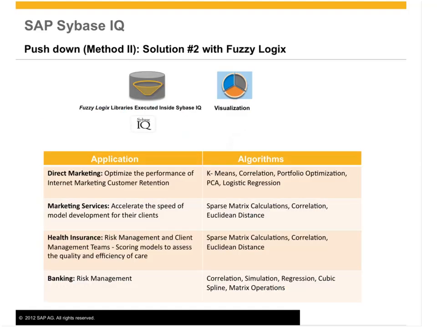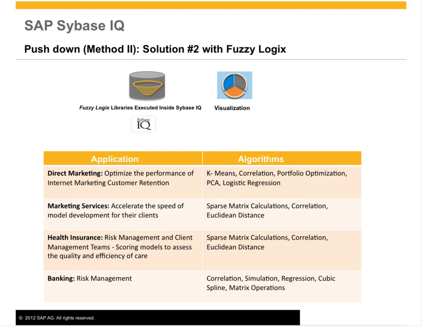The next method is with another partner of ours. In this case, it happens to be Fuzzy Logics. The bottom line here is that you don't actually have to have a KXCN-like tool at all. You actually take the algorithms and plug them inside Sybase IQ and run standard SQL on Sybase IQ, and those algorithms get called as part of the SQL call. And there are lots of algorithms that many of you are familiar with, starting from k-means, classification to correlation, logistic regression, and so on and so forth.